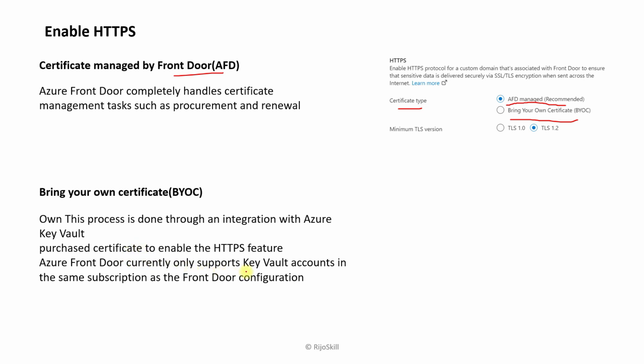Azure Front Door currently only supports a Key Vault account in the same subscription as the Azure Front Door configuration. This is one of the important things. Azure Front Door only supports whatever subscription the Azure Key Vault is in. For example, if the Key Vault is in another subscription, it will not be supported by Azure because it will fail. So the subscription should be the same as the Azure Front Door, and only then will bring your own certificate be supported. Okay, so now you understand that this is one of the more important configurations.